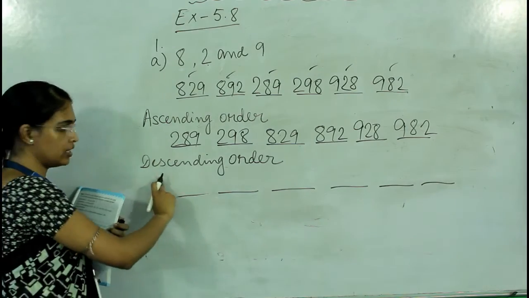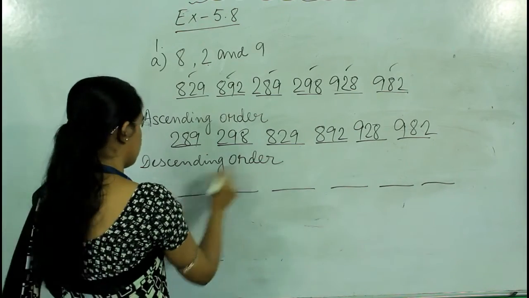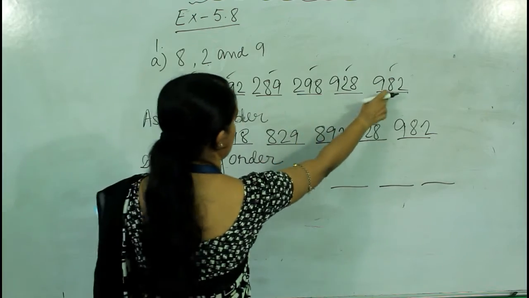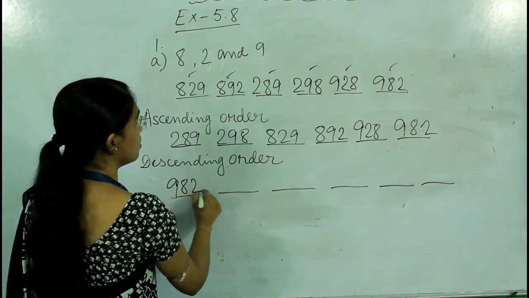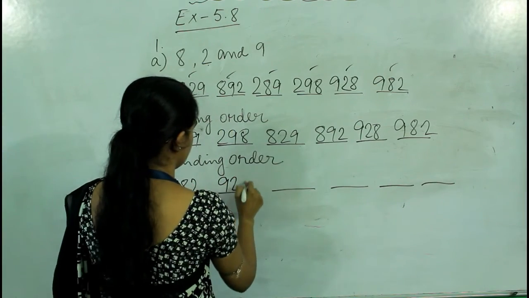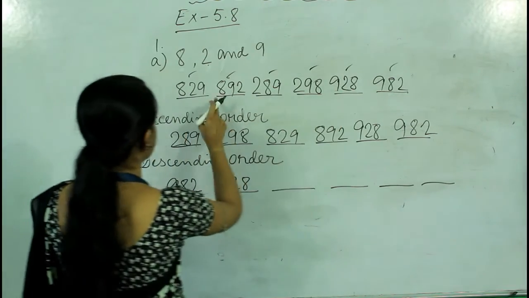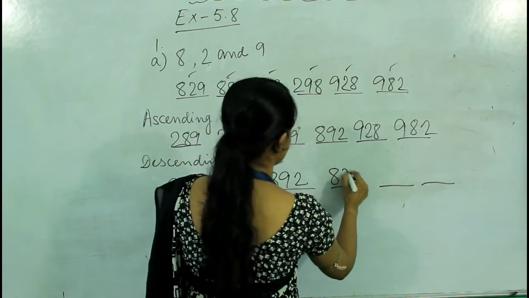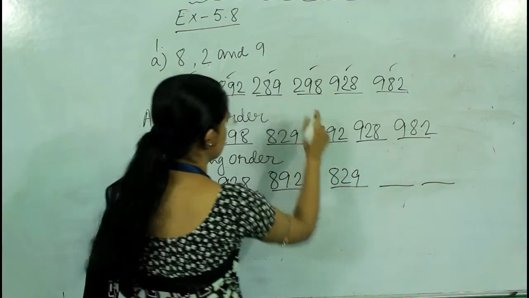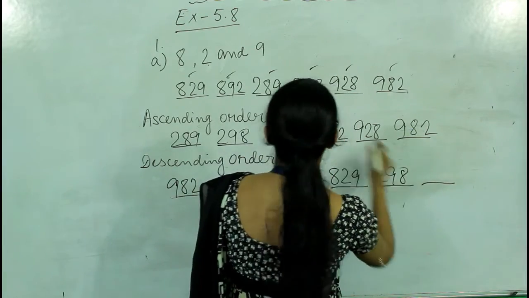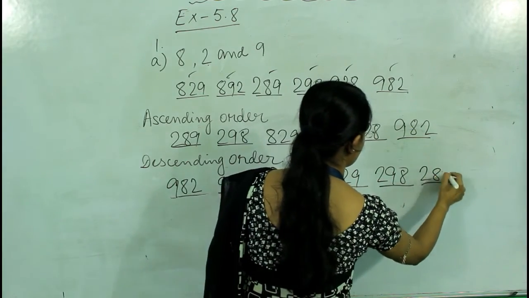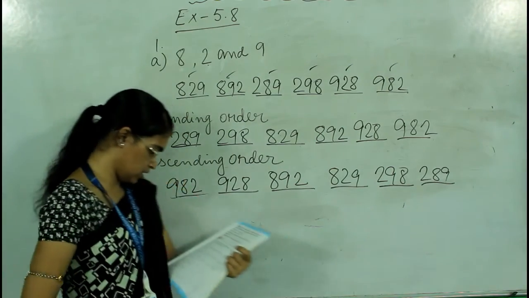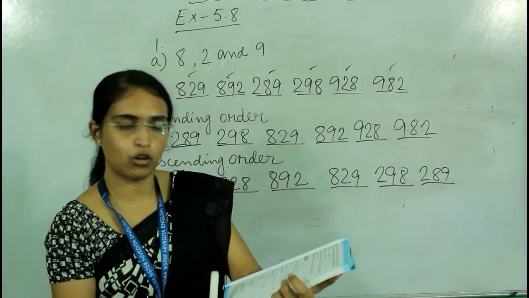Now we have to do the descending one. Bigger number among these numbers, which one is the biggest number? 982. Then 928. After that 898, 892. Then 829. Then 298. And the last one is 289. So in this way you have to do this kind of sums. So question number B is your homework.